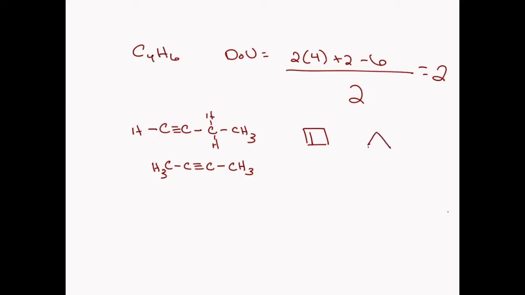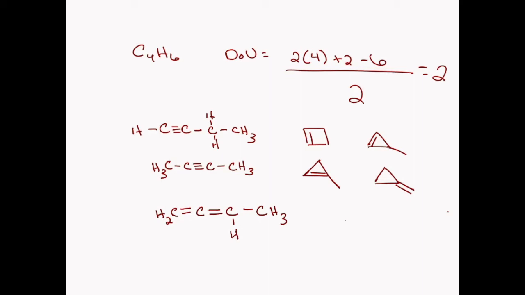Alternatively, I could have the cyclopropane with a double bond in it and the methyl. And then I could place the methyl on different carbons. So like this. I could also have the double bond external to the cyclopropane. And then finally, I could have something called an allene, which is 2 double bonds side by side. So that would be one possibility.